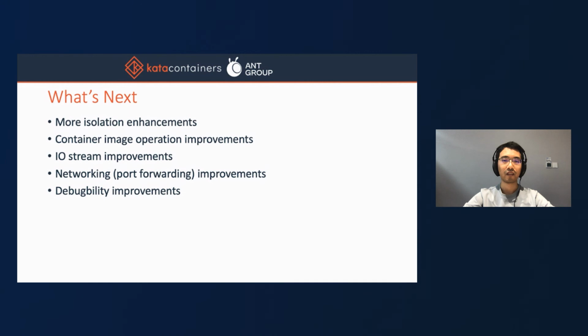And also we want to improve the container IO stream. Right now, a container IO stream must be copied several times before it can reach the user. We have some ideas to improve it, to have fewer copies in the process. And also we are working together with the gVisor team to implement a general port forwarding framework for different virtualized containers. In Kubernetes, we have a KEP, Kubernetes Enhancement Proposal, that is being discussed for this.